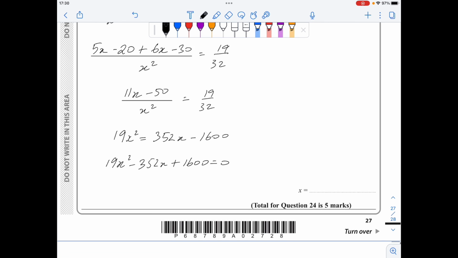Now we'll factorize. You can use the quadratic formula if you want. 19x minus 200 times x minus 8 is equal to 0. So I have two possible x values, x equals 200 over 19, or x must be equal to 8, but x must be an integer, so I'll reject the first one, hence x equals 8 is my final answer.